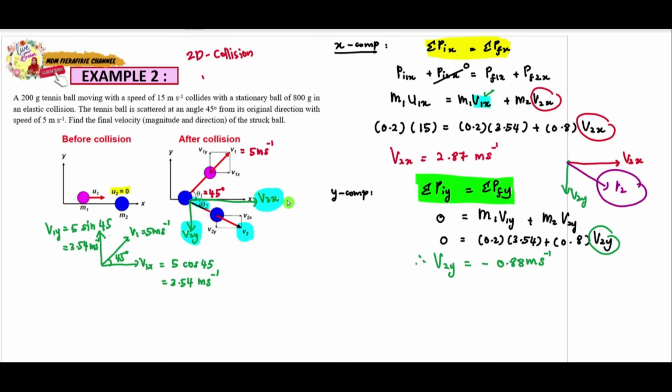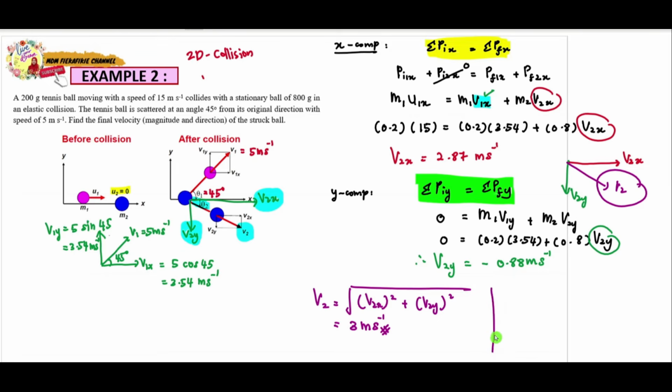Okay, so in order to find the resultant velocity of mass 2, so V2 is equal to, ingat lagi tak formula ni? So square root of V2x squared plus V2y squared. So substitute nilai V2x yang kita dah dapat tadi dan V2y yang kita dah dapat tadi. So the answer should be 3 meter per second. Okay, so ini jawapan untuk magnitude of the final velocity for ball 2.